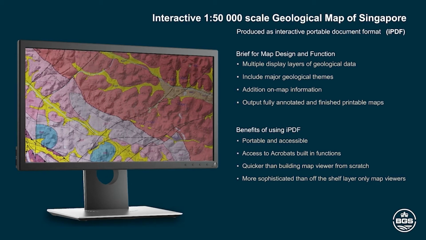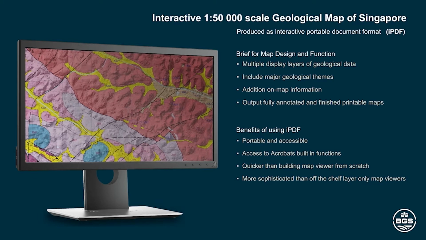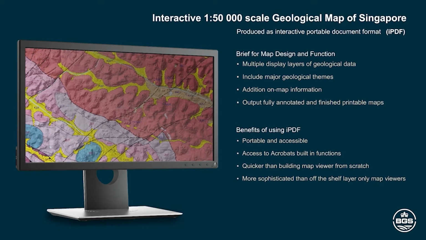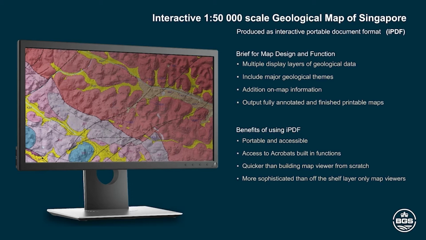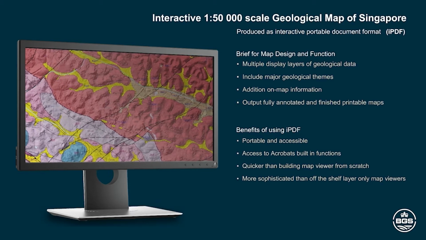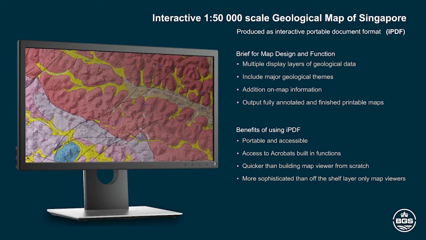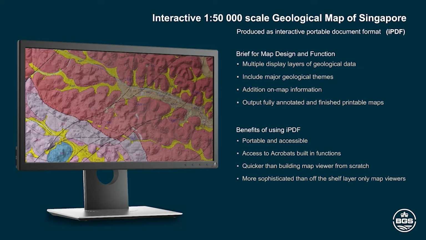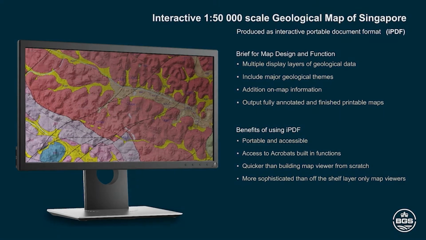You can produce compact documents. The Singapore map file is only 24 megabytes in size. Acrobat also has some useful built-in functionality like the commenting tools, projections, measuring.